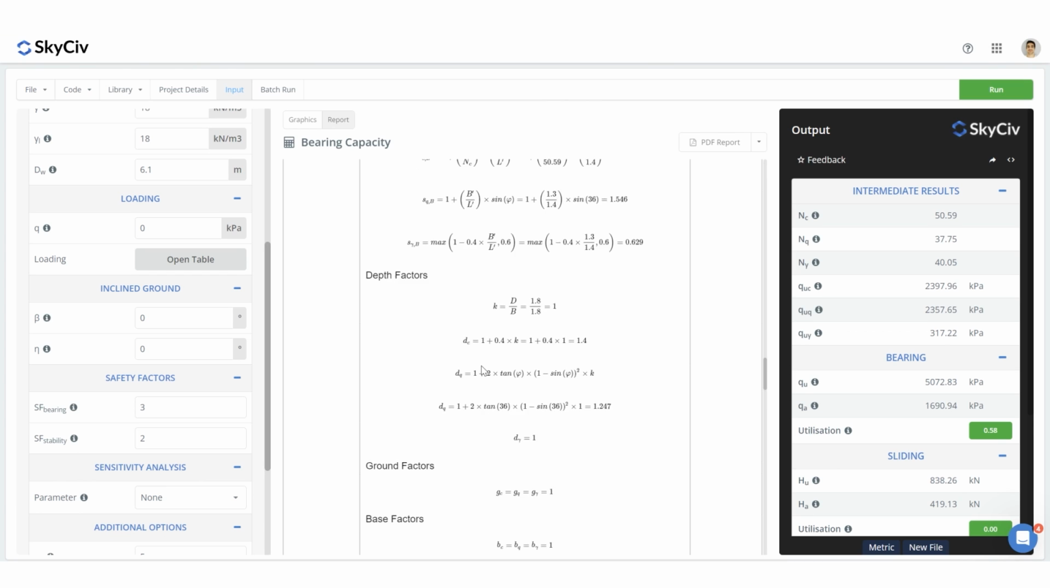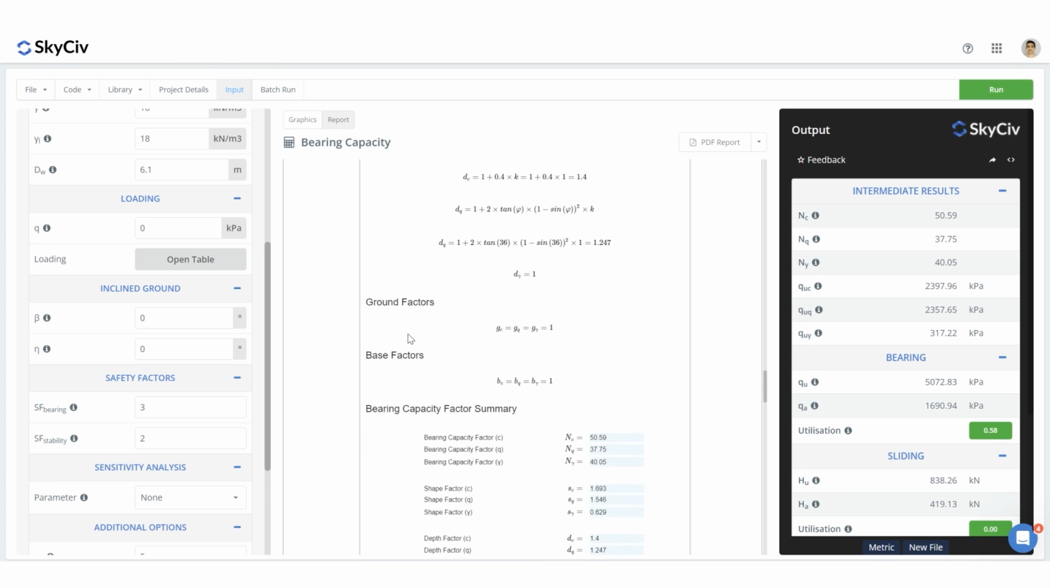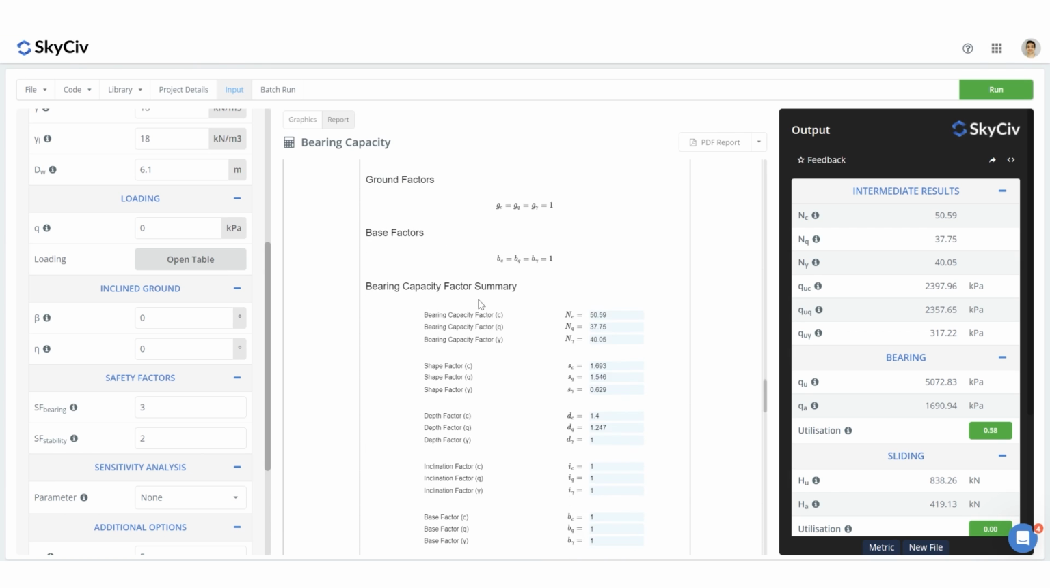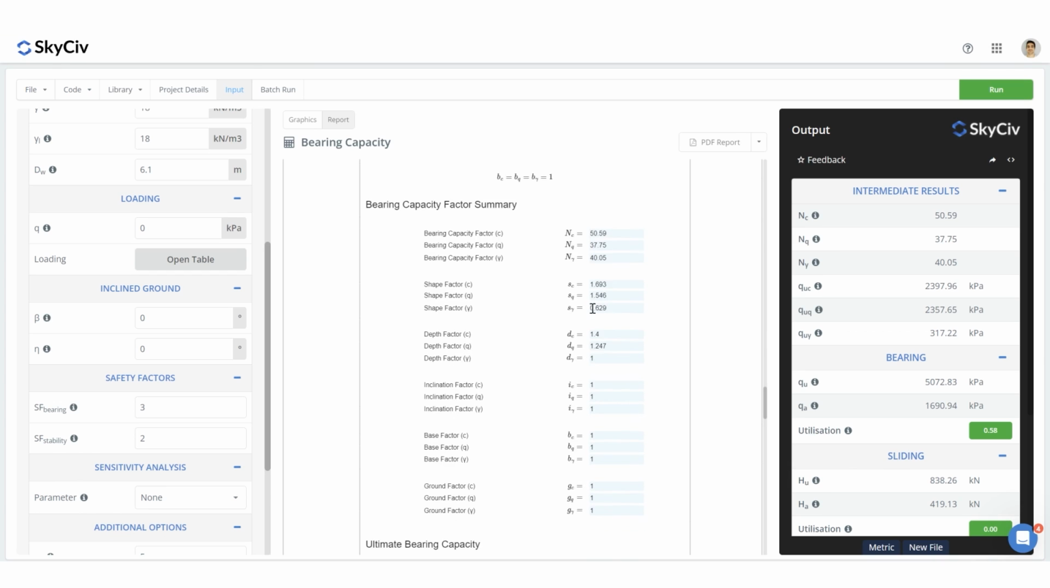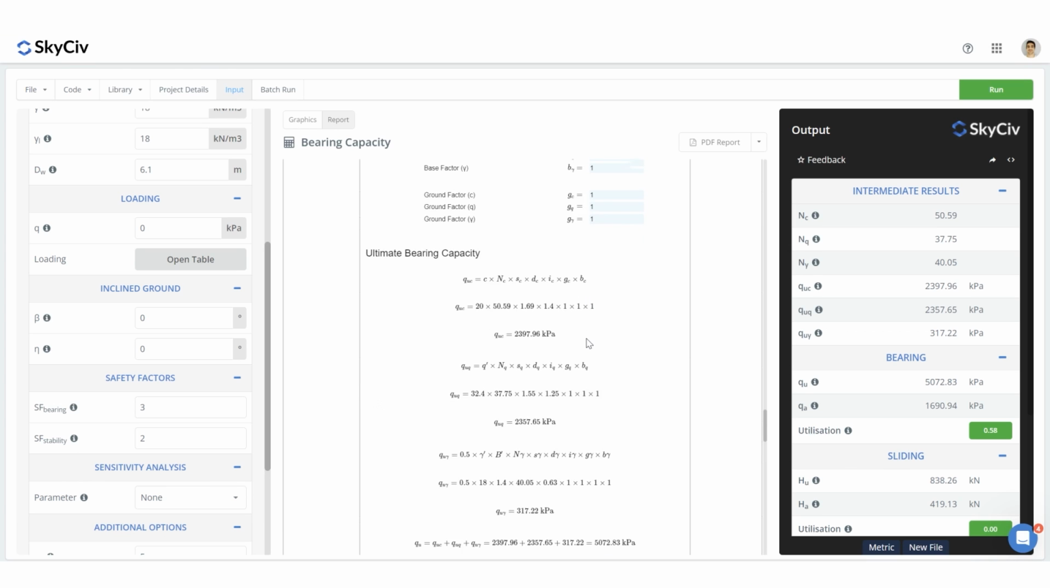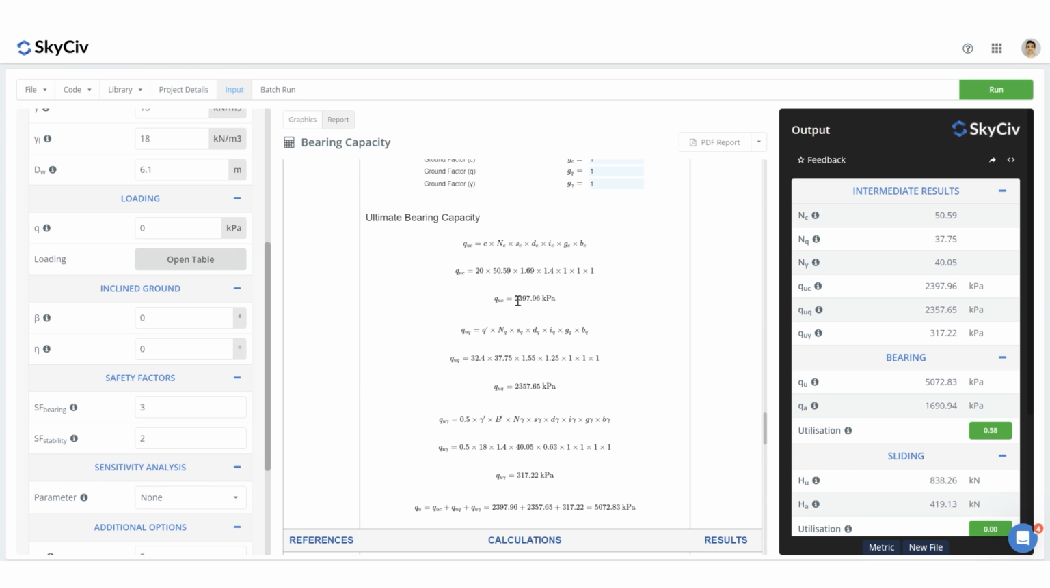For ground factor and base factor, both are just 1 because we don't have any inclination in our grounds. And finally, we can get a summary of all these factors. There's many factors that we've calculated, most of which are just 1 anyway. And we can combine all these factors to get our final results.